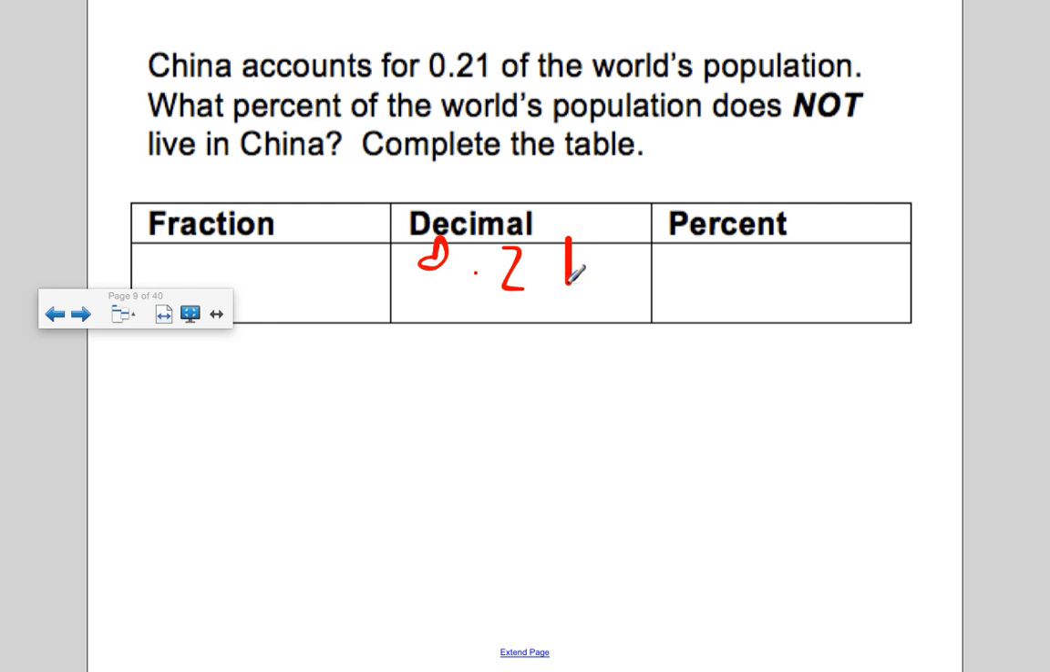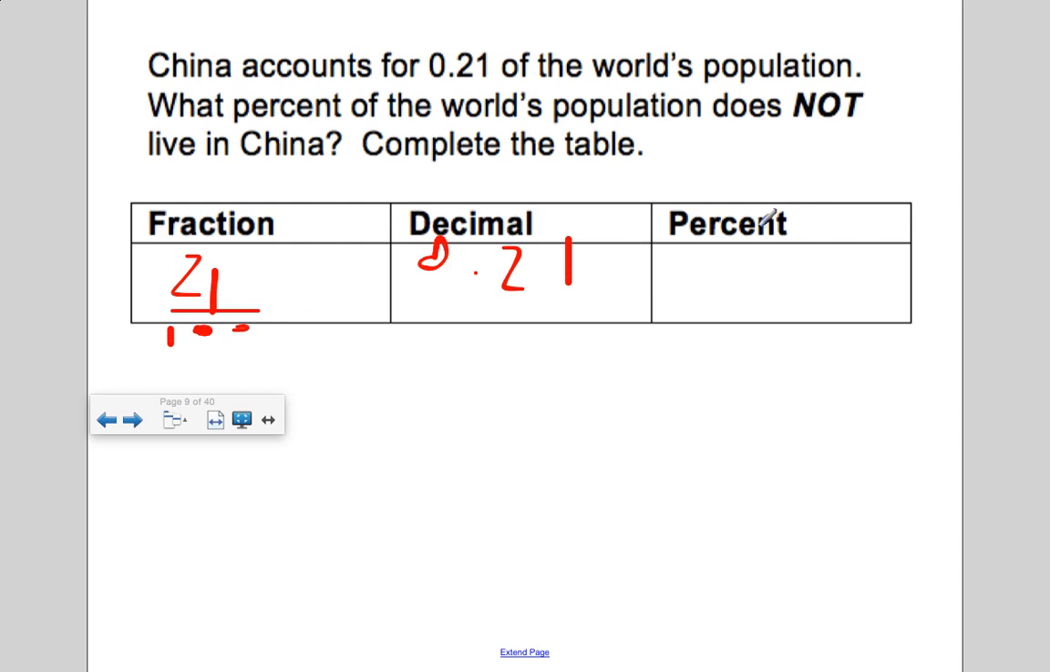What percent does not live in China? Ooh, not live in China. Well, let's find this one, and then we can find the complement of that. So we know that's 21 hundredths, and that would be 21%. So this is the percent that lives in China. What does a percent add up to again? Equal to 100%. So 100 minus 21 would be 79%.